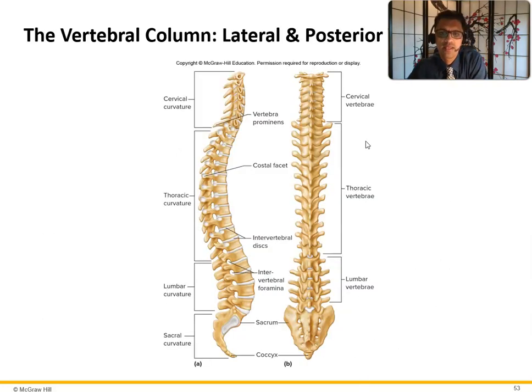So if you were to look at this, cervical, thoracic, lumbar, and sacrum. I mentioned this before, but you have 7 cervical, 12 thoracic, 5 lumbar, a fused sacrum, and a fused coccyx. I say fused because in kids, these are 5 separate bones, and this could be 4 to 5 separate bones depending on the individual. But these fuse as an adult.